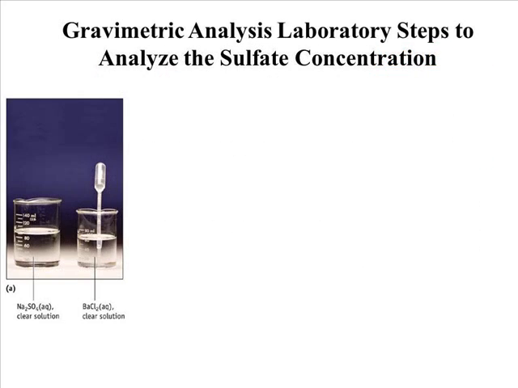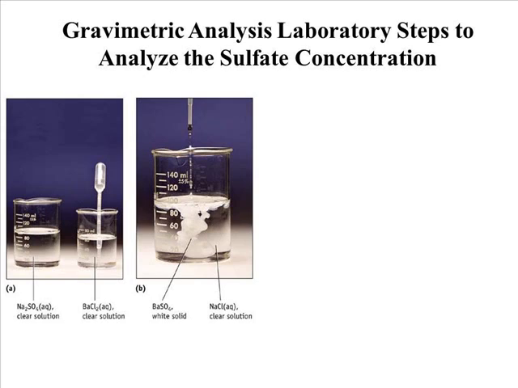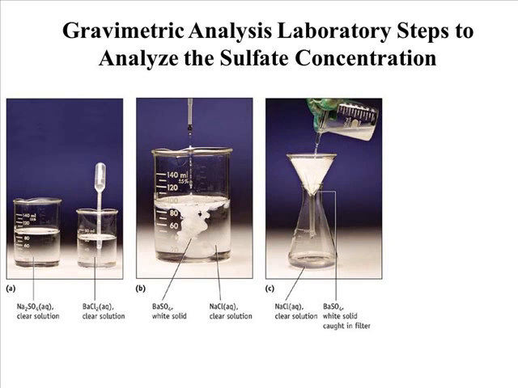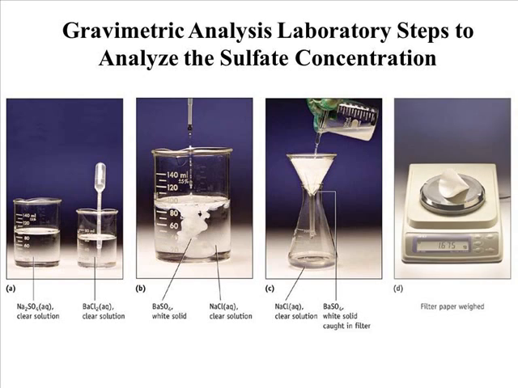The typical laboratory steps needed, this is the analysis of a sulfate ion concentration, but the steps are almost always the same. You first create a solution of the substance that you're wishing to analyze. You then precipitate the component that you're interested in. You filter that precipitate out. This is the known substance that you have made that contains your constituent. Then you must dry and weigh that new compound.